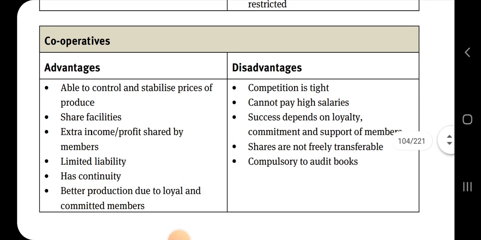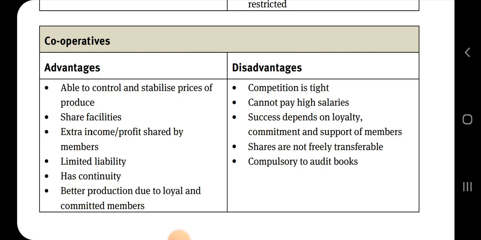And then let's talk about the cooperative. This is the last one. Advantages of a cooperative are that it's able to control and stabilize prices of produce, share facilities, and earn extra income, with profit shared by members. There's limited liability, it has continuity, and better production due to loyal and committed members. But a lot of cooperatives have been failing in the past because of this huge number.